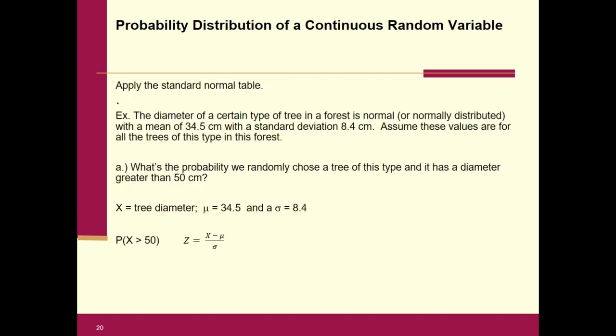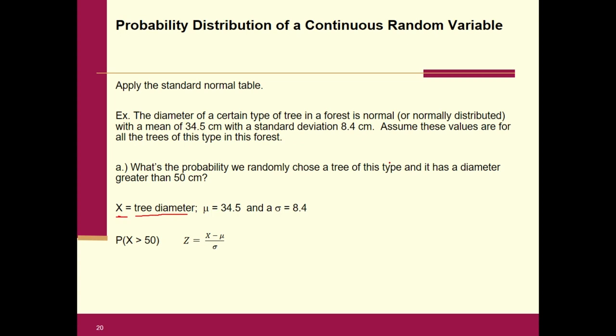So, it says here we're going to apply the standard normal table. It says the diameter of a certain type of tree in a forest is normal. Remember what I told you? You're going to see that in problems. You're going to read that and say to yourself, oh, okay, diameter of a tree is our random variable. That's the thing that's changing from thing to thing, and that's x for the problem. So notice here I put tree diameter for x.